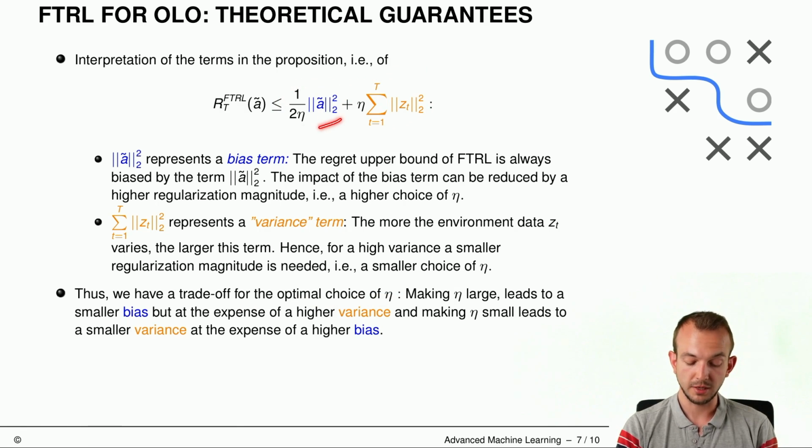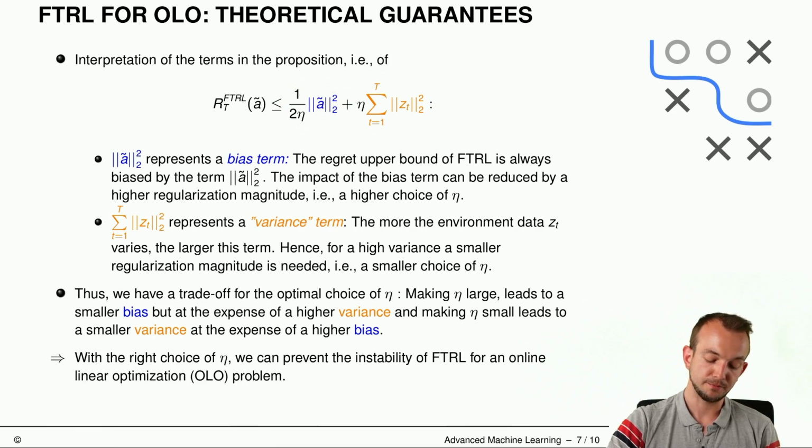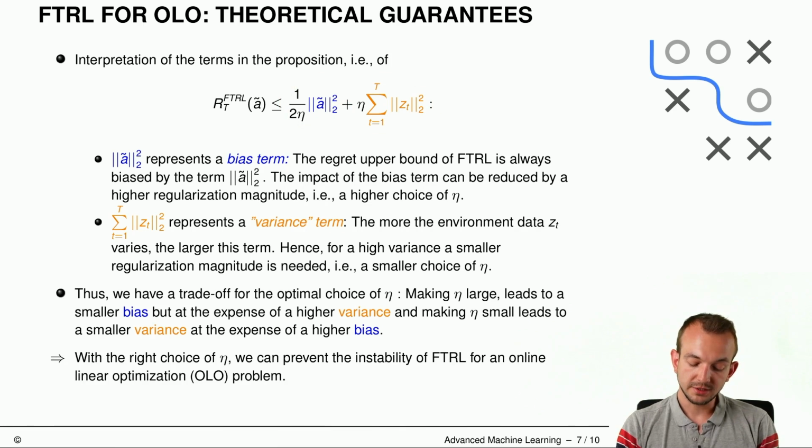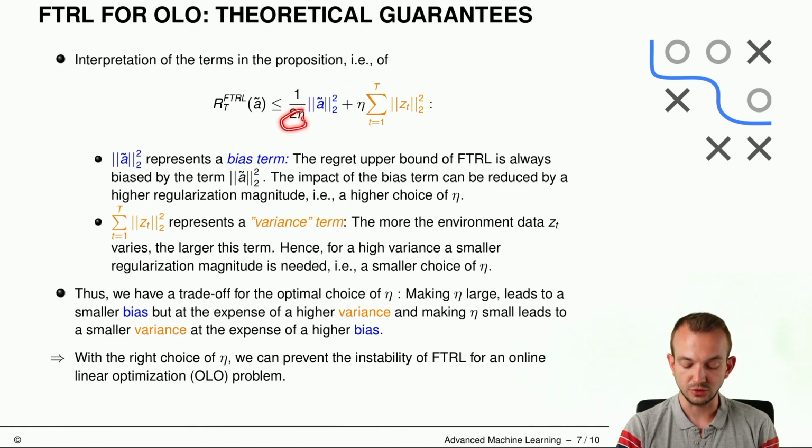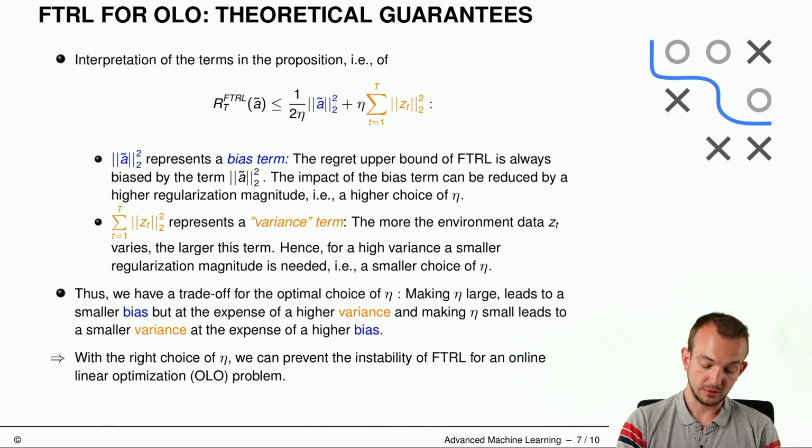Now we want to make the bias small by choosing a high regularization magnitude, but then the problem is that the variance term will be large. So we have a tendency to make it small for making the variance small, but then the bias will be larger. But of course, if we choose the eta in the right way, and we will see in a minute how we can do this, we can have a satisfactory bound for the regret with respect to some competing action A tilde, which we only have to tune more or less. So with respect to the eta, we have to tune here, and then we get hopefully a nice result.